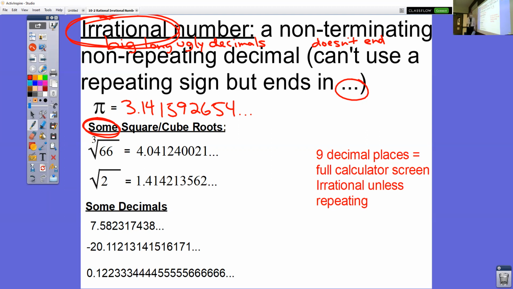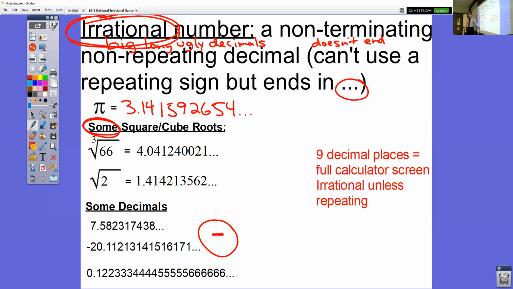It's not repeating. I can't use the little bar over it, and it's not repeating the same number or numbers over and over and over. There is a pattern there, but it's not the same pattern over and over. So don't get tricked by one like this, where you can guess what the next number is going to be, but you can't use the repeating sign. All right, so this is still irrational.